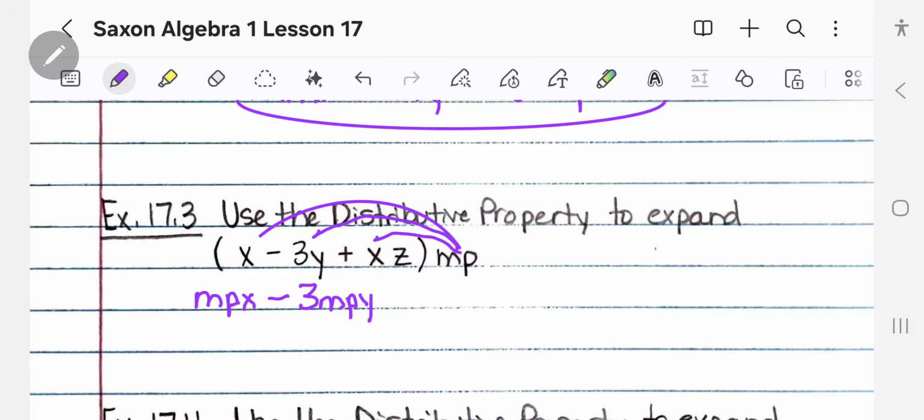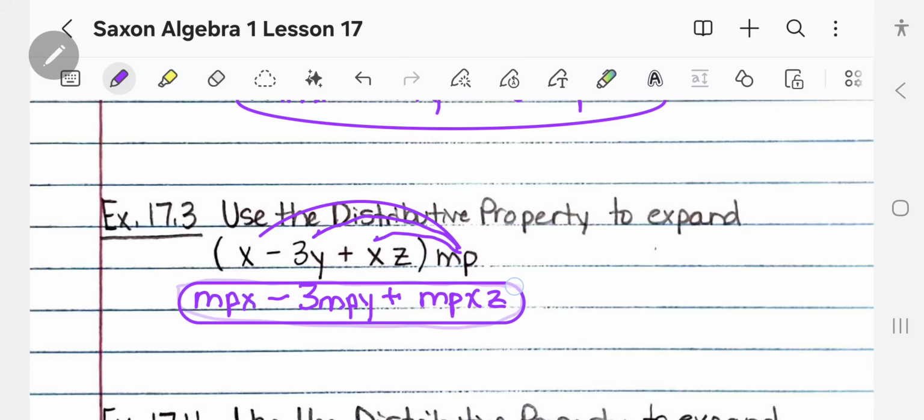You could have put ymp, and that would be fine. I typically like to keep them in alphabetical order, but that's okay. Remember, we can multiply in any order. We've got xz times mp, so I'm going to do mpxz. And then that's it. There's nothing else that we can do there. So that is our final answer.